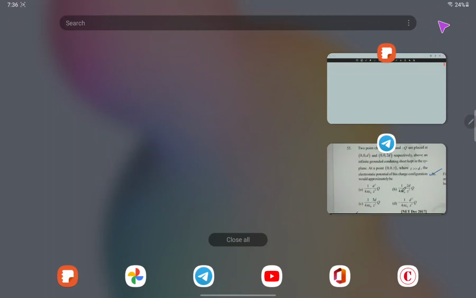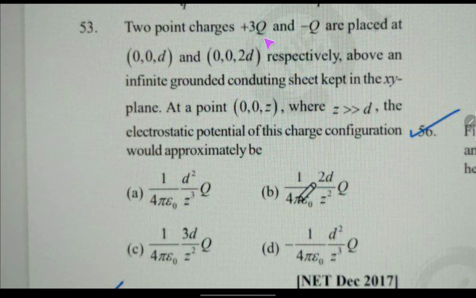So now the question is that two point charges are placed at these locations (0, 0, d) and (0, 0, 2d) respectively, above an infinite grounded conducting sheet kept in the xy plane. At a point (0, 0, z), we are along the z axis where z is very large compared to d. Then the electrostatic potential of the charge distribution has to be approximated.